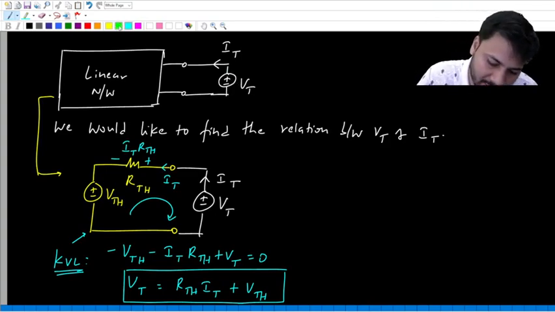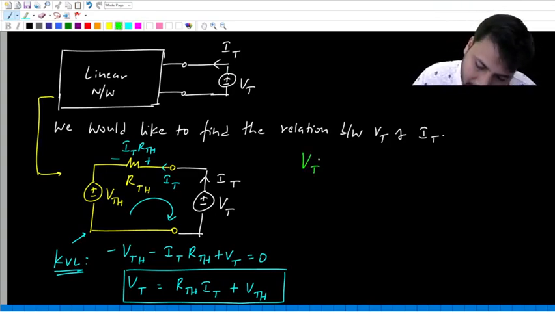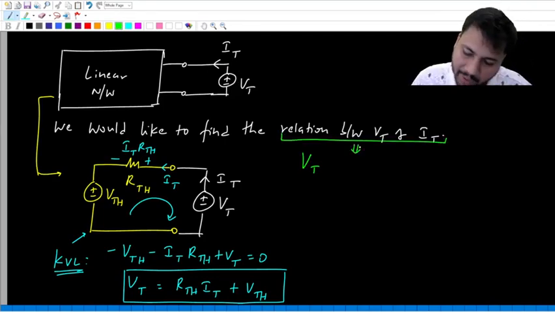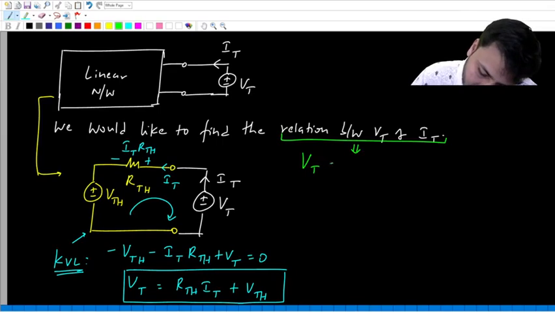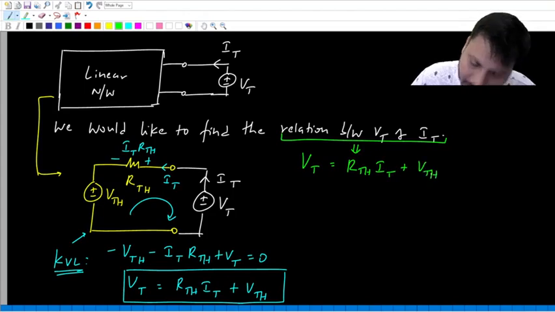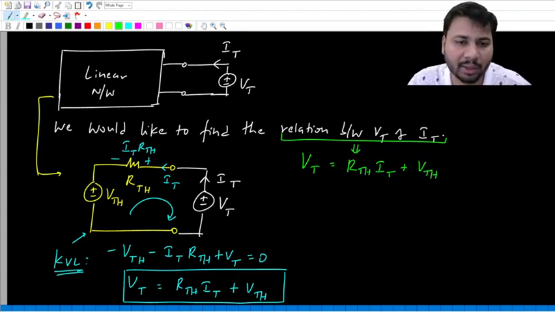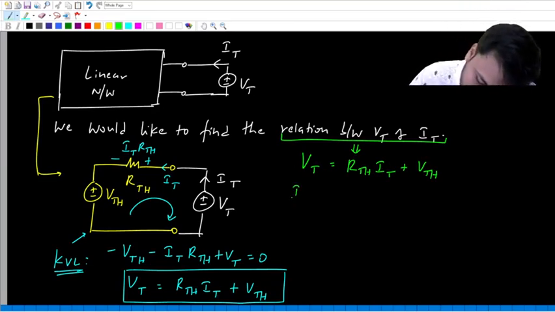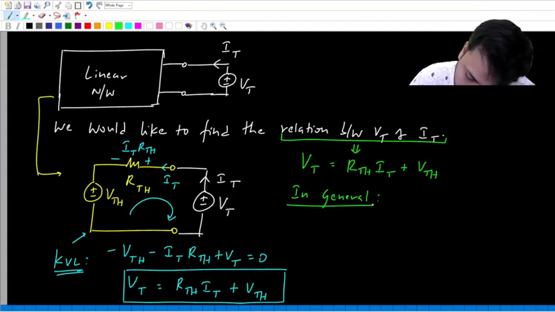Anyway, I'll just write it separately again. So what is the relation between Vt and It? It is the following. Vt equal to Rth times It plus Vth. That is the relation between Vt and It. So in general, the relation between Vt and It.